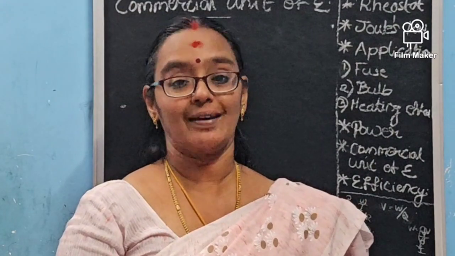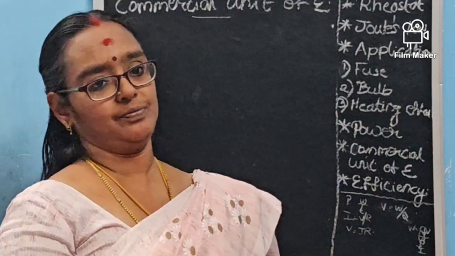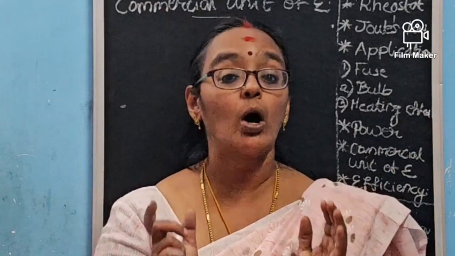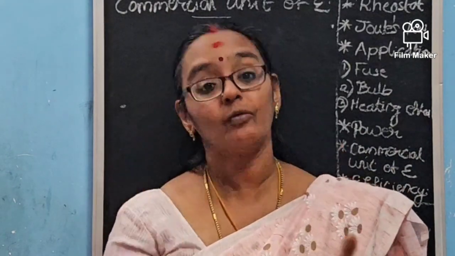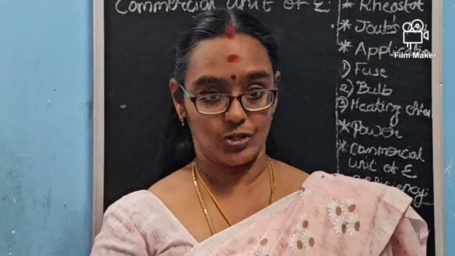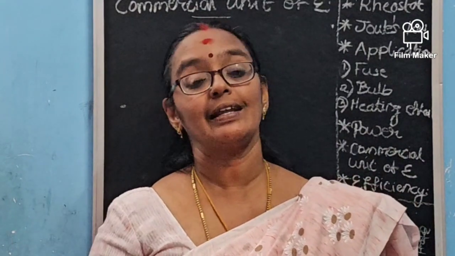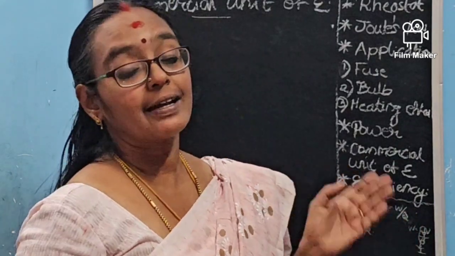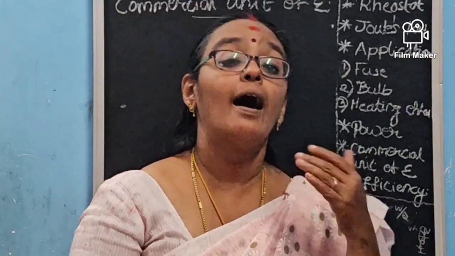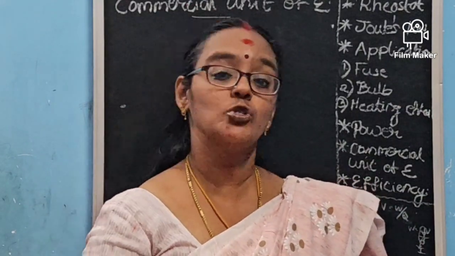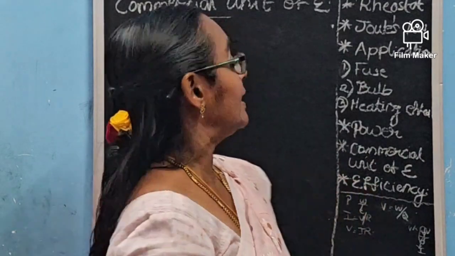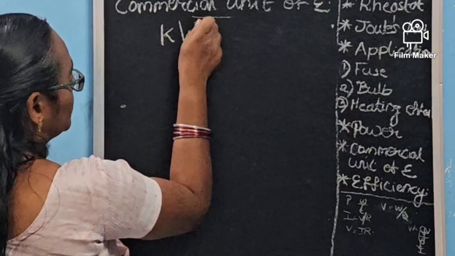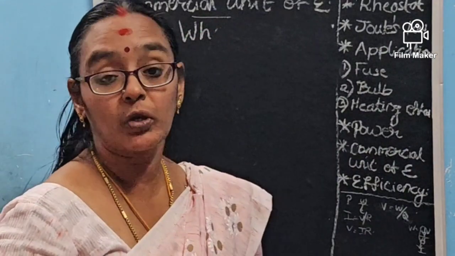Now yet another topic is commercial unit of energy. For factories, for schools, for industries, for household work, and for many other works, this electric energy is used, isn't it? So we are using this electrical energy in a commercial manner. So the electric energy has another unit other than joule or erg. What is that? It is kilowatt hour. This is the commercial unit of energy.